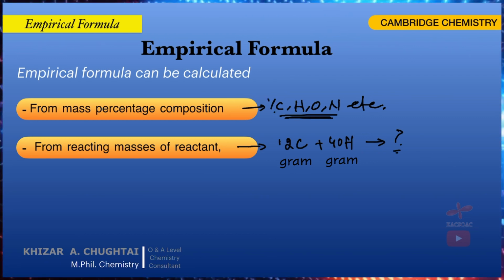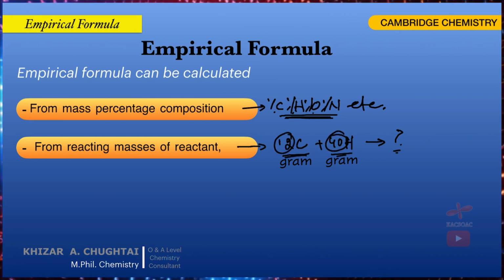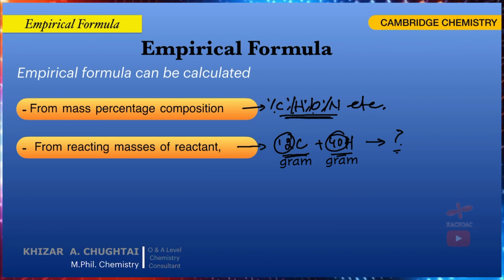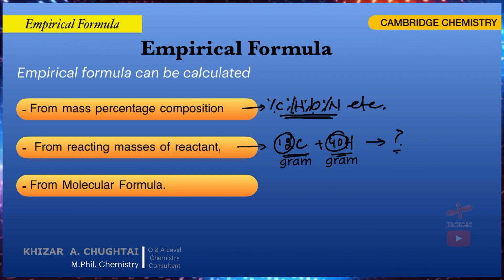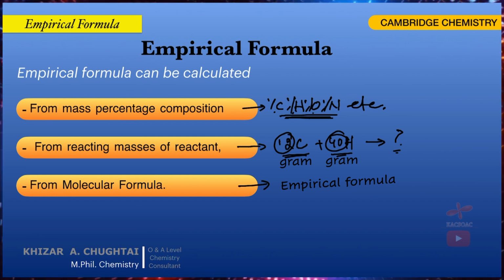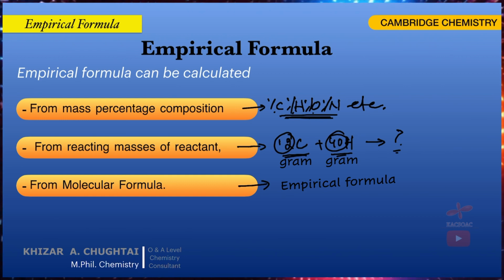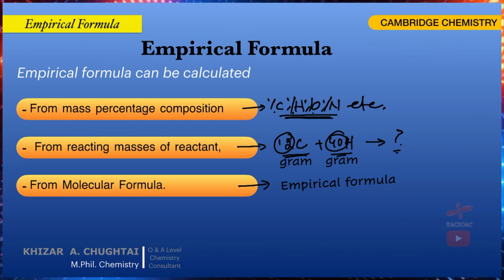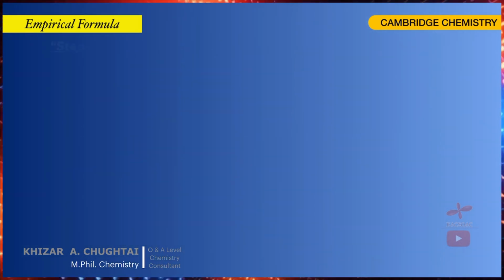Yes, we can find the empirical formula in this way. Number one, from the percentage of mass of each element present in the compound. The next one, the reacting masses of the elements can also be used to calculate the empirical formula. The last one, the simplest one, is from the molecular formula. If you have a molecular formula, then you can simplify that formula, and its simplest form is said to be the empirical formula. Let's see how we can calculate the empirical formula by these three options.